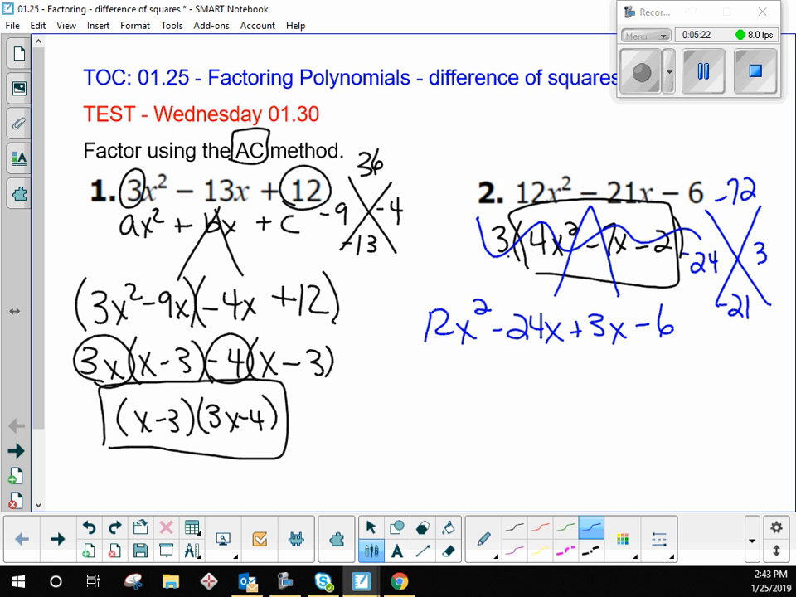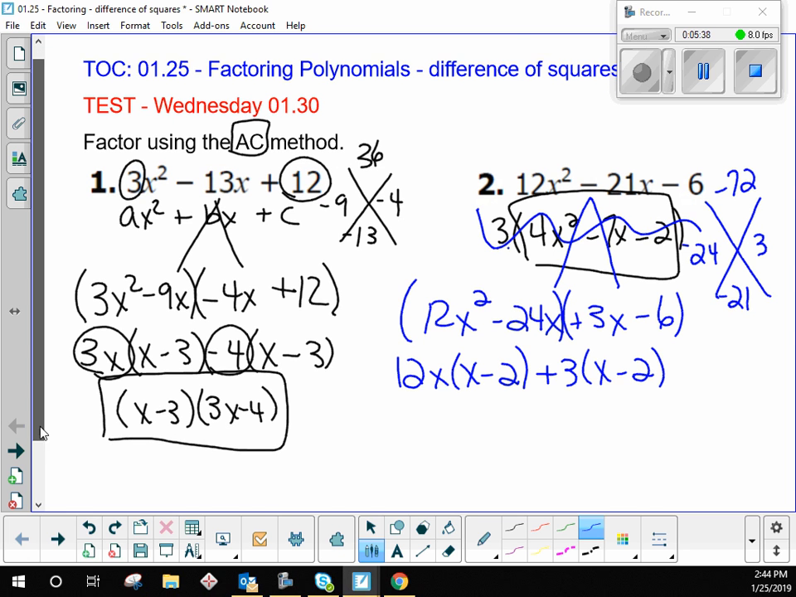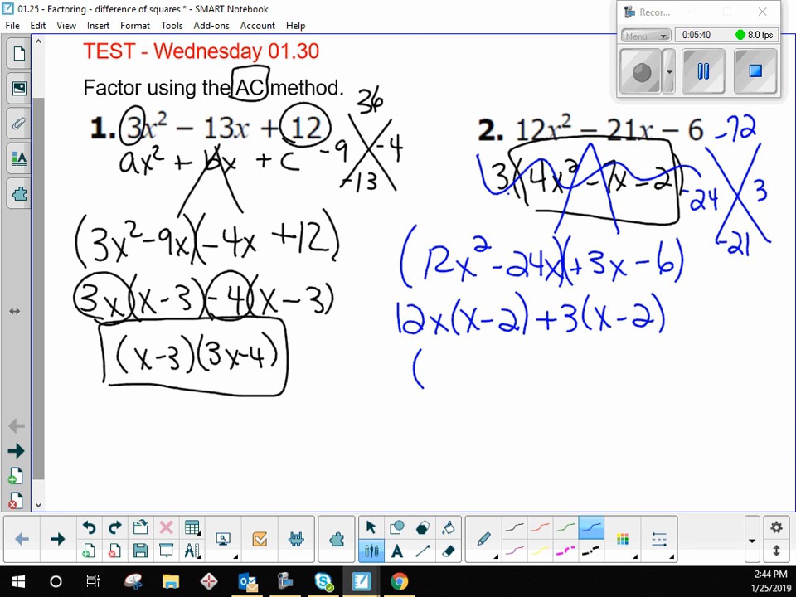Oh, and then you do your factor by grouping. The GCF in this first group is 12x, leaving me x minus 2. In the second group, it's 3, leaving me x minus 2. And then, did you stop here?